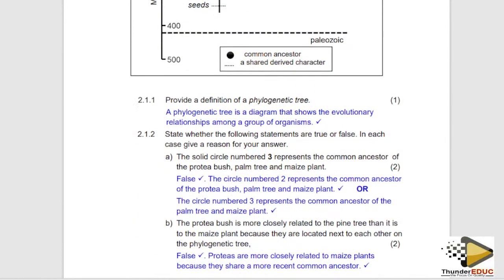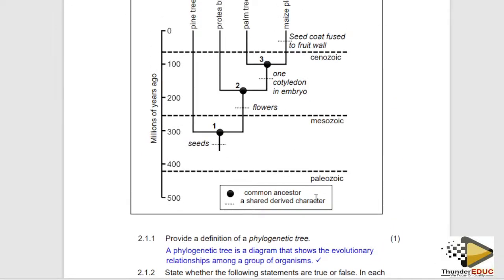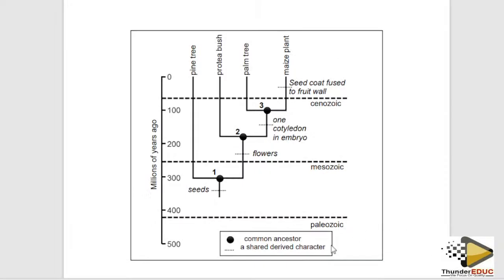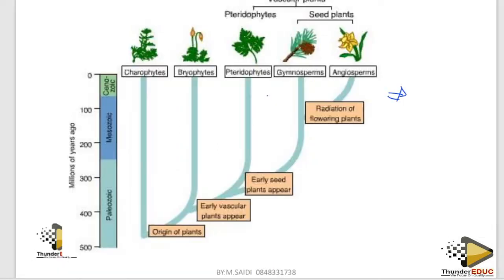Provide a definition of a phylogenetic tree. A phylogenetic tree is a diagram that shows evolutionary relationships among a group of organisms, or among organisms of the same kind. Then here we find: state whether the following statement is true or false. Here they give you questions, but they're going to ask you to find the common ancestor of this, or which one. Let me show you here, because some people don't know how to use this phylogenetic tree.